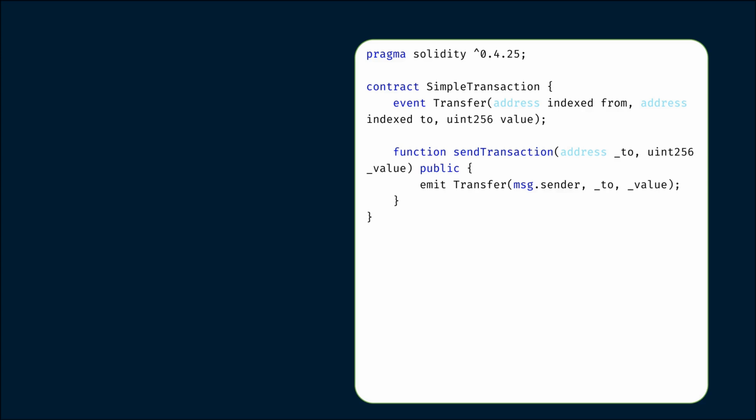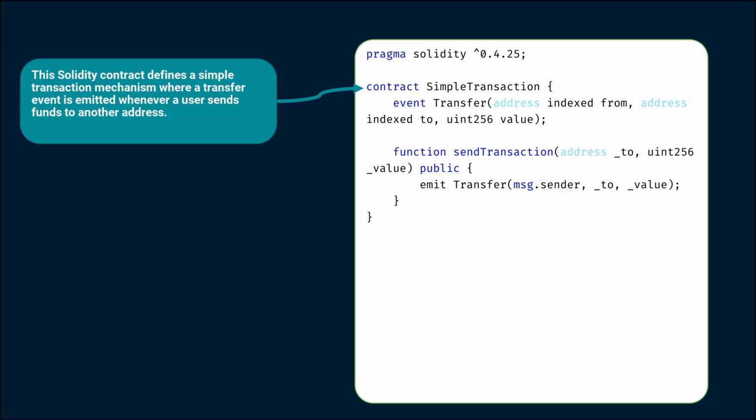Now let's see how we can implement a simple transaction management system in Ethereum using Solidity. In this contract, we have defined an event called transfer that is emitted whenever a transaction occurs. This event includes the addresses of the sender and the receiver, as well as the value being transferred. By indexing both the from and to addresses, we enhance the ability to query past transactions efficiently, making it easier for users to track their transfers.